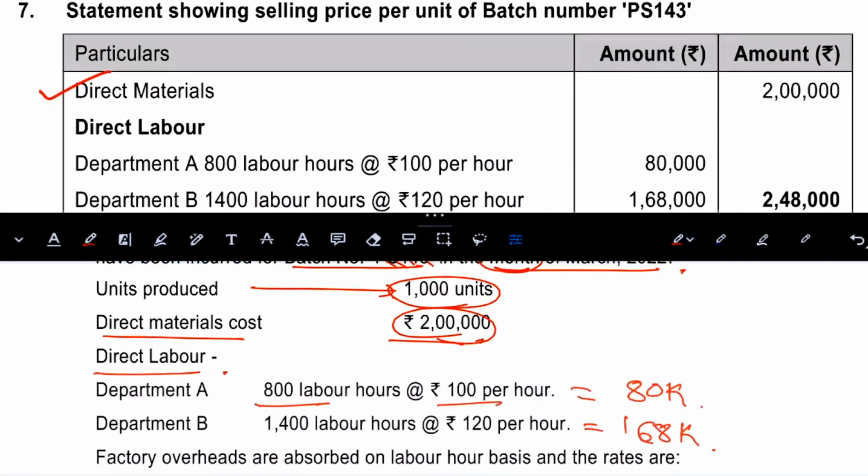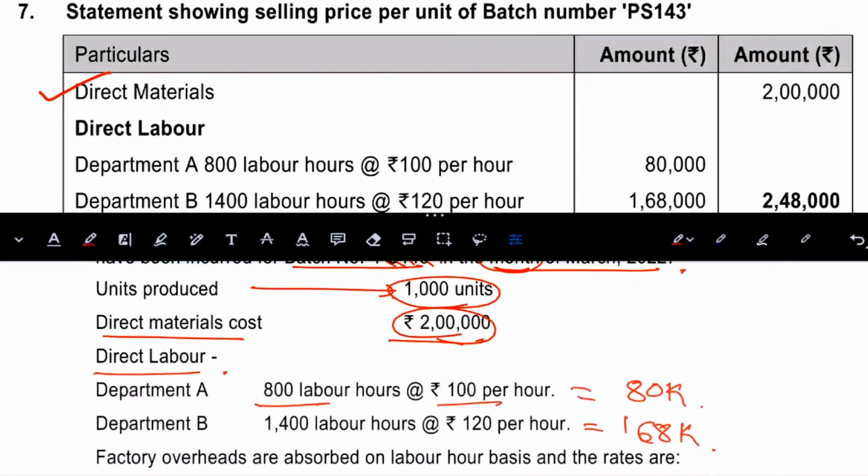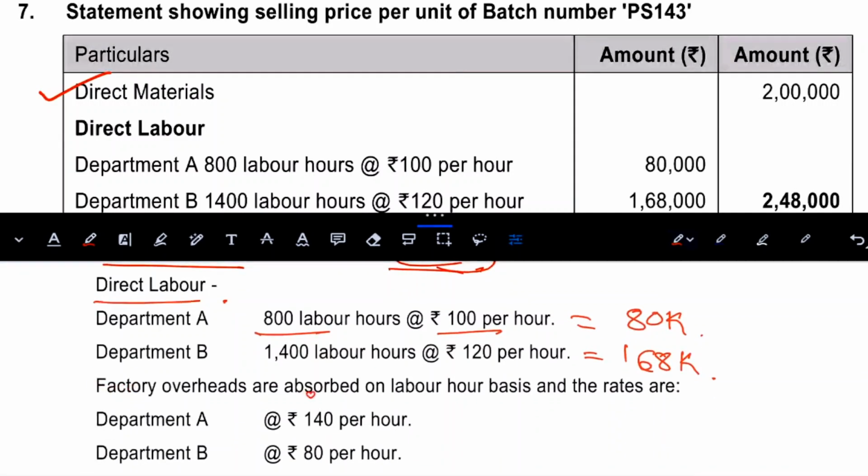1,68,000. Hello, is it manageable? देखो 80,000, 1,68,000. Take the total, you will get outer column में direct labor. पक्का? चलो, now factory overheads are absorbed. We are done with overheads. So you know absorption rate per hour. You absorb on what basis? Labor hour, and the rates are.